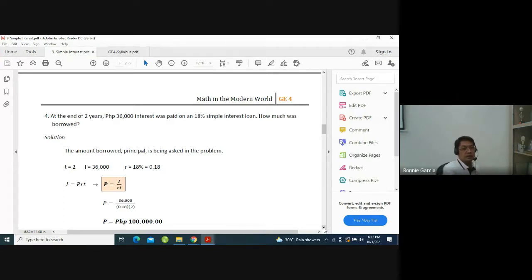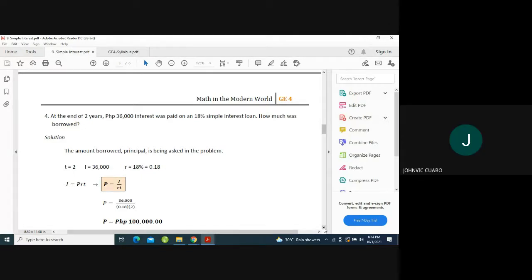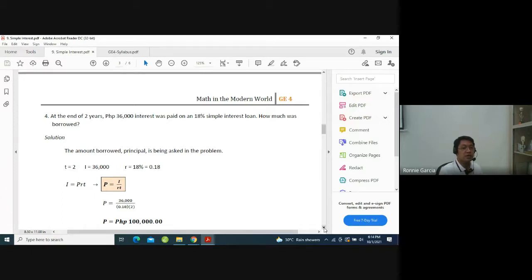Another way to check is that 100,000 is the principal. Use I equals PRT, P times R times T. Compute 100,000 times the rate 0.18 times the time of 2 years. So 100,000 times 0.18 times 2, the interest should be 36,000. To prove this answer is correct, multiply 100,000 times 0.18 times 2. 36,000, sir. Very good. So this problem is correct. At the end of 2 years, 36,000 interest was paid on an 18% simple interest loan.